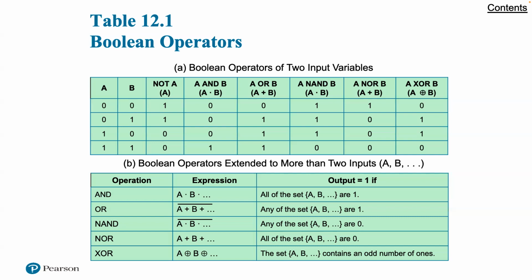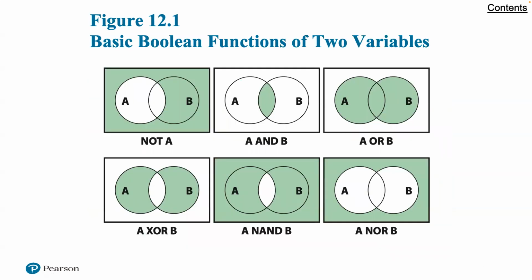The logical operations, with the exception of NOT, can be generalized to more than 2 variables as shown in table 12.1b. With these definitions in mind, we can visualize the Boolean operators defined in table 12.1a. Figure 12.1 is where we see how that actually starts to come out.